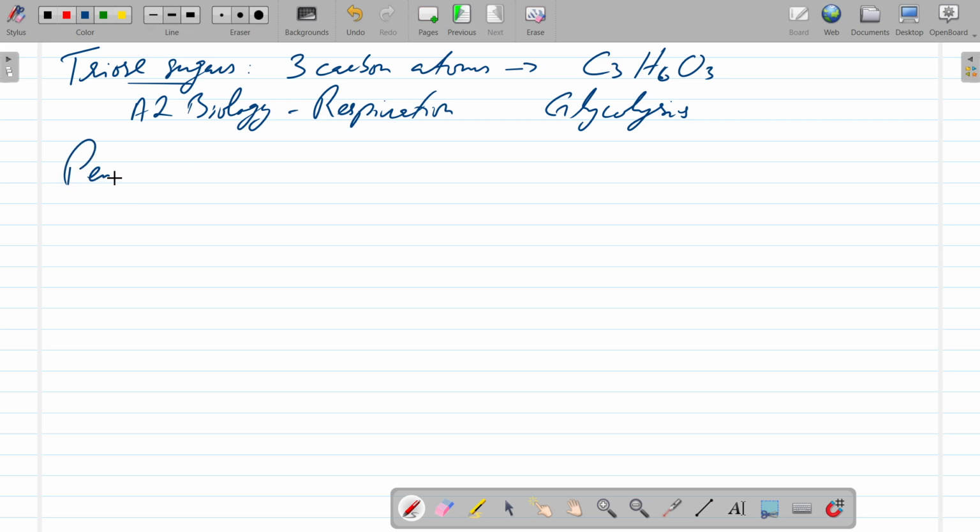Then we have the pentose sugars, which are 5 carbons, so you've got C5H10O5. And the ones of interest for us are ribose and deoxyribose.